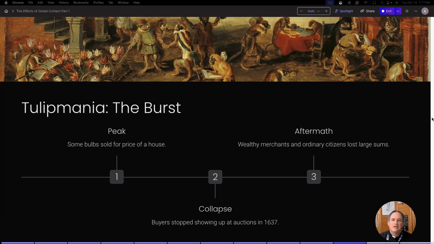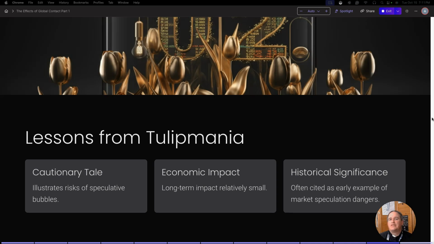Tulip mania is often cited as a cautionary tale about the dangers of this new market that's emerging. So let's look at a couple of those things. One of them is when people start buying something, not because they need it or value it, but because they think they can sell it for a higher price later. That's known as speculation. As we saw with tulips, speculation can drive prices to irrational heights.